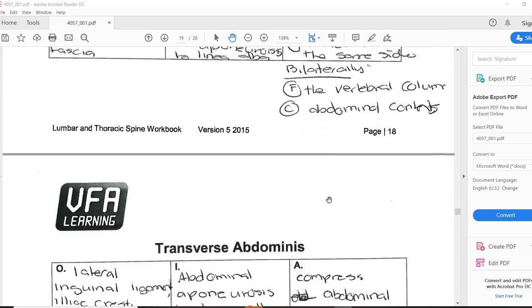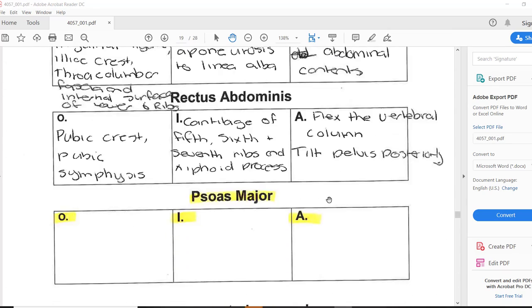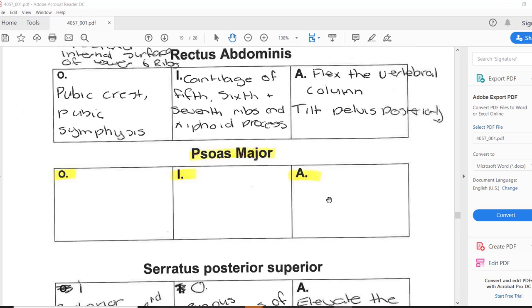Scrolling down, the rest are fine with the exception of psoas major, which wasn't filled in at all. So for psoas major, you need to identify the origin, the insertion, and the actions.